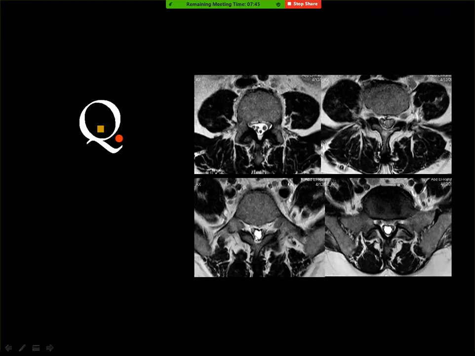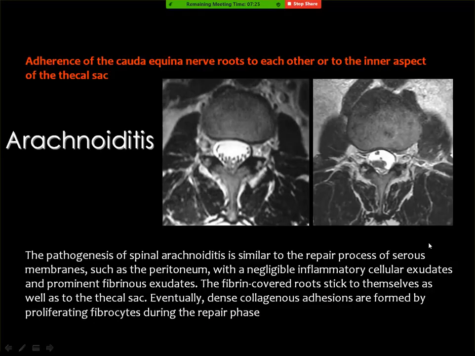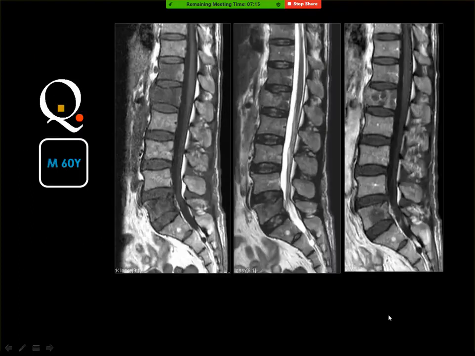Empty thecal sac. In this area, you got an empty thecal sac, and then here you got clumping, or adherence, of the nerve roots together with each other, and this is arachnoiditis. You know that arachnoiditis is due to inflammation of the arachnoid membrane, resulting in adherence of the nerve roots together. This may result in the empty thecal sac sign or the pseudocord sign, and this is the normal appearance of the nerve roots.